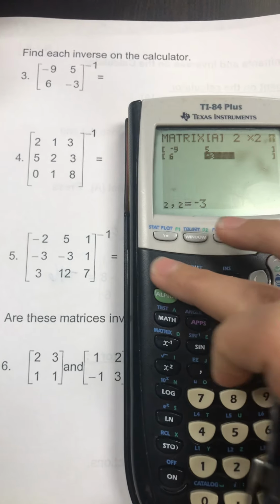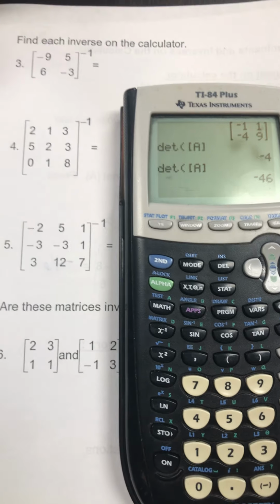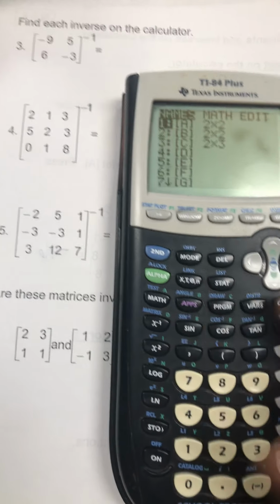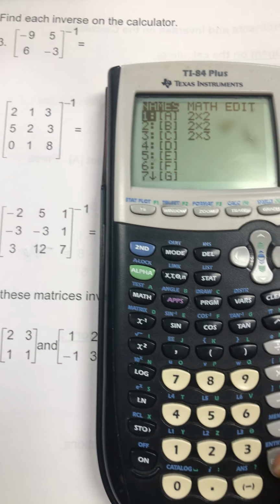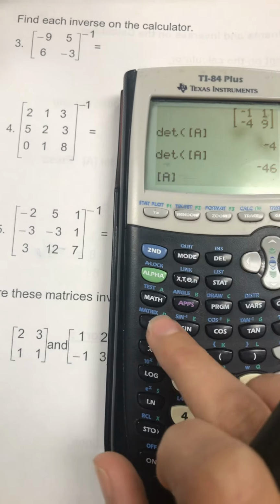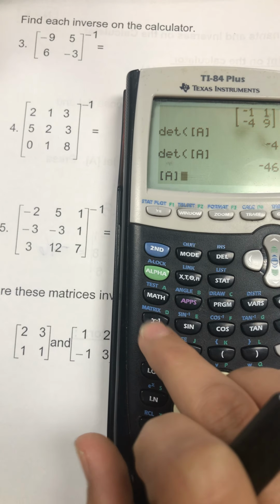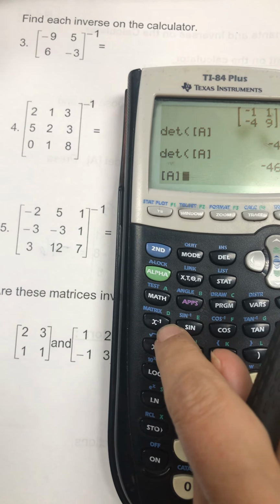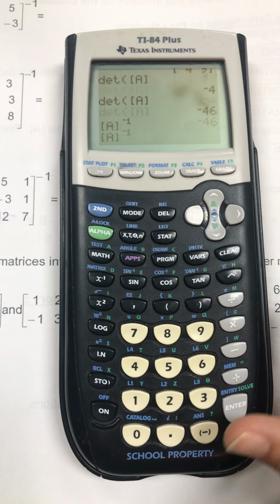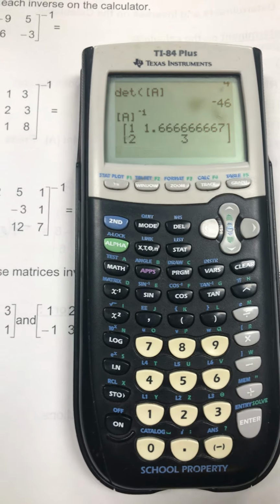Okay? So now you're going to go to second quit. You're going to choose your matrix, which is second matrix, and which is A. So we're going to hit enter right here. Okay, so now we have A, and once we've chosen our matrix, we're going to choose this x to the negative 1 power right here. So hit it, and then now all you have to do is hit enter. And it's going to give you your matrix.